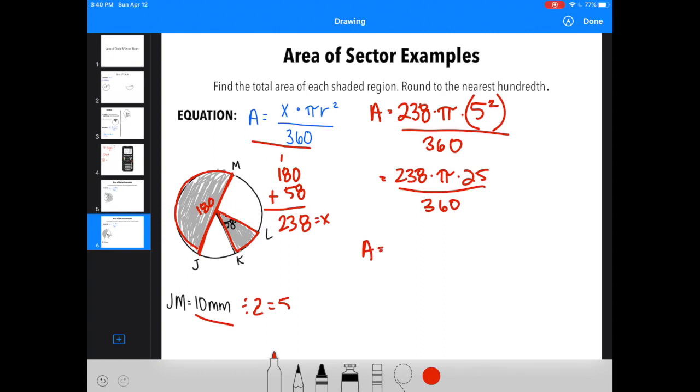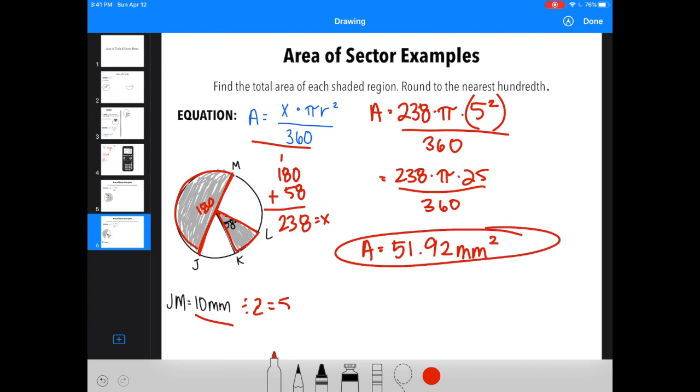Okay. So plug and chug. 238 times pi times 25 divided by 360. My final answer for my area is going to be 51.92. Let me double check that, make sure I plug that into my calculator right. Times 25 times pi divided by 360. Yes, 51.92. And then my units is millimeters squared.